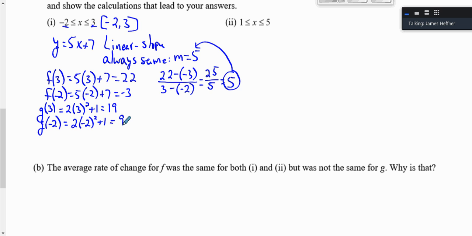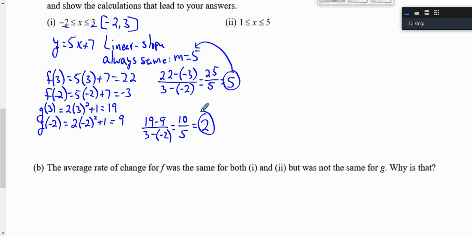So let's do its average rate of change. So we do 19 minus 9 over what minus what? 3 minus parentheses -2. Yep, 3 minus -2. So that gives us 10 over 5, which is 2, the average rate of change of that function.